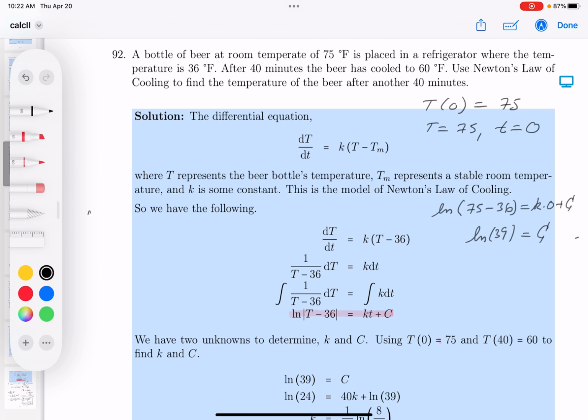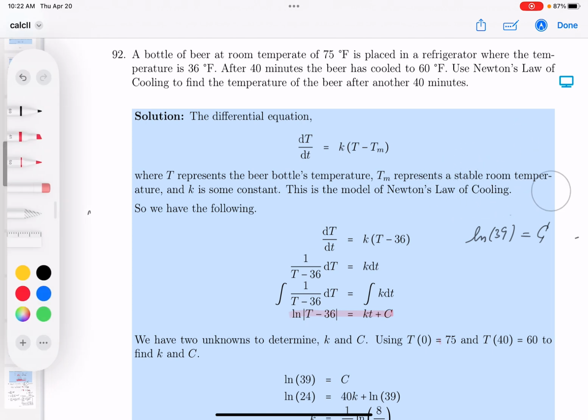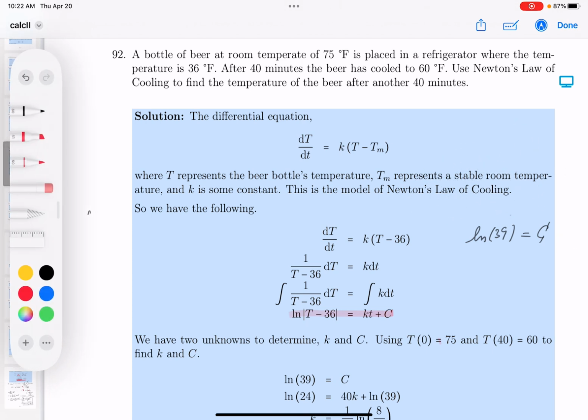Now, I'm going to get my eraser out again. I'm going to start to erase this business over here. I'm done with that. And I'm going to write the other condition down. And someone says, what's the other condition? Well, let's write it down. The other condition was the temperature of the beer after it's been in the refrigerator for 40 minutes. It dropped to 60 degrees, by the way. So what does it mean? It means the big T is 60 when the little t is 40.